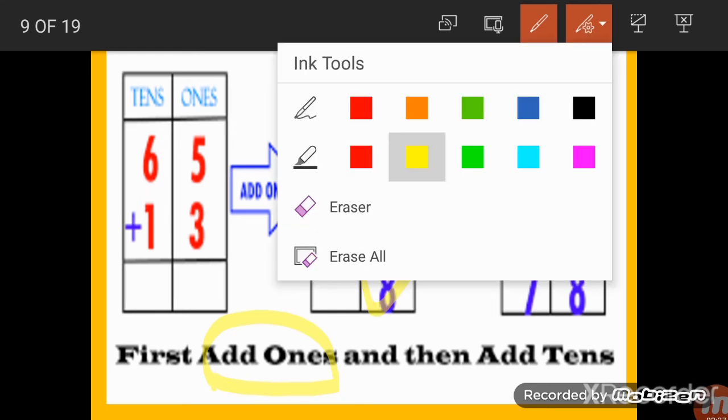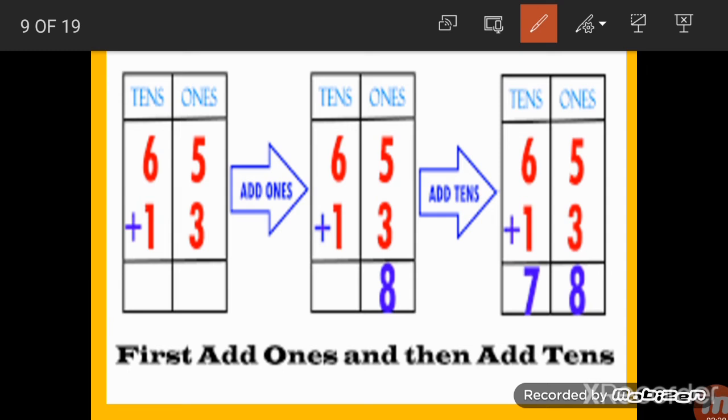5 and 3 make 8. You all know you can use the methods from single digit addition here. You can draw the lines, you can draw the objects, you can count on.